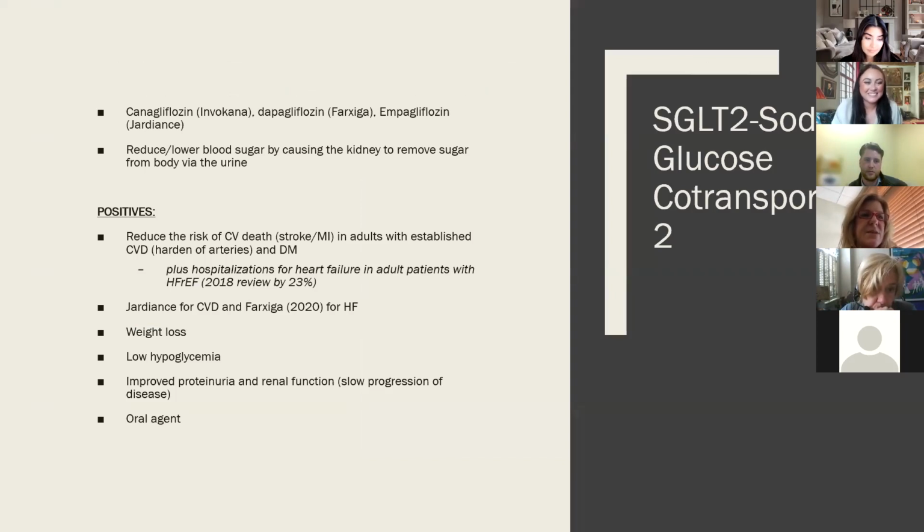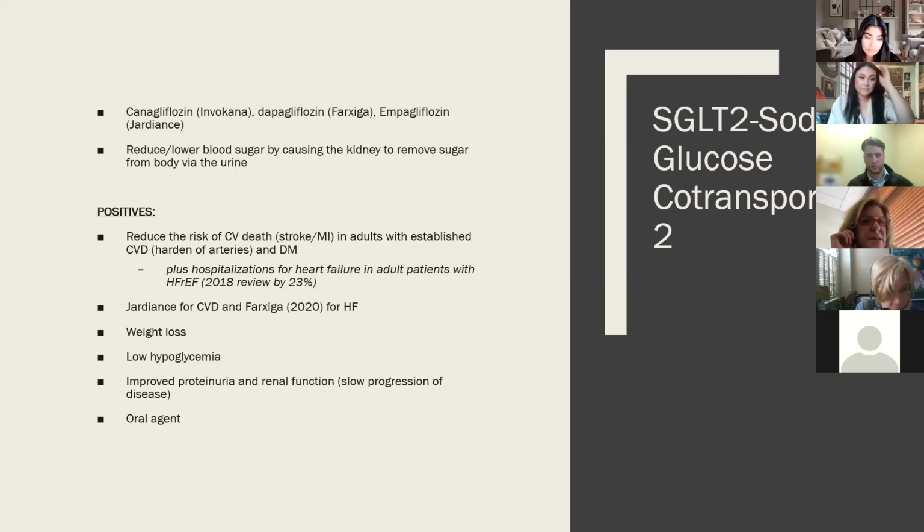SGLT2s, there you can see all the generics, with the brand name drugs in parentheses. I won't read them off to you, but it lowers blood sugars by causing the kidney to remove sugar from the body in the urine. That's a simple term. Honestly, that's the best way to explain it to the patients, and they can understand that classification a whole lot better.